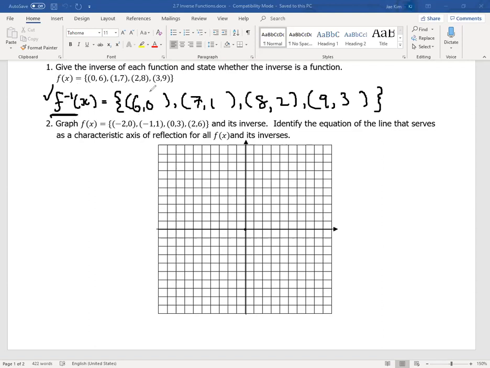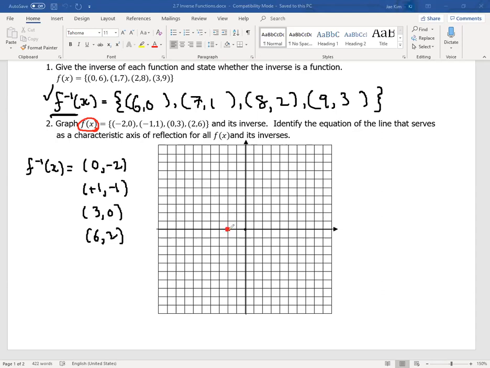Next, I want to show you graphically how an inverse might appear, and it will give you a sense of whether you're going in the right direction or not. So they give me my function of -2, 0, -1, 1, 0, 3, 2, 6. That means my f inverse would be 0, -2, 1, -1, 3, 0, and 6, 2. Let's plot both the function and the inverse function. My function is going to be in red, and my inverse function I'll use a different color.